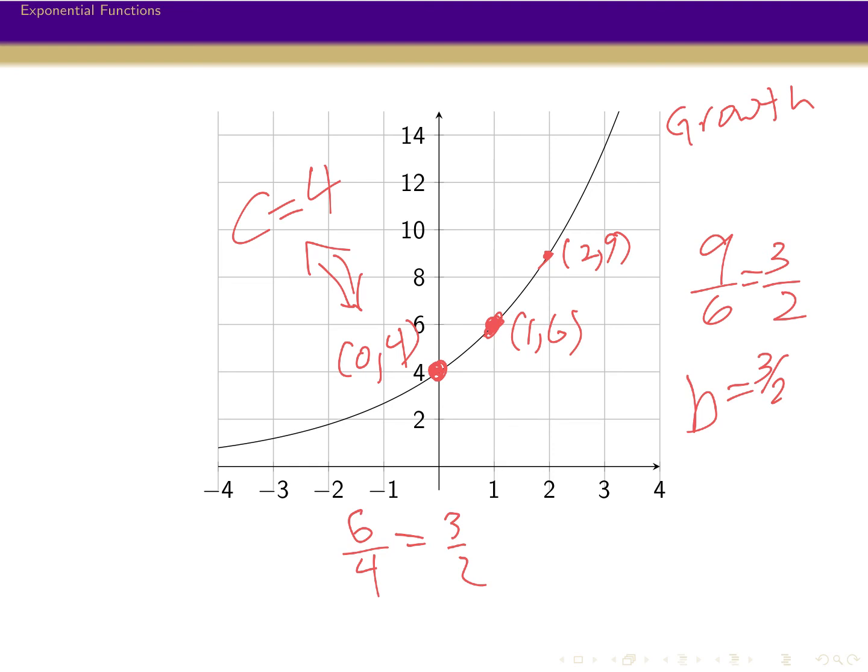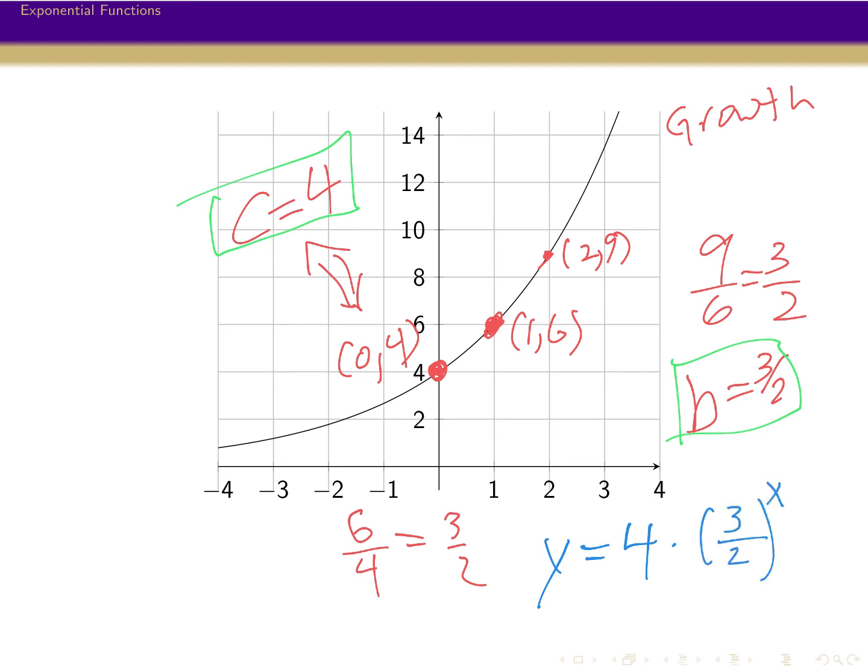And so our total function: C is 4, B is 3 halves, same as 1.5. And so our function here is y is equal to 4 times 3 halves to the x power. Or we might write it as 4 times 1.5 to the x. Okay, and that's our exponential function.